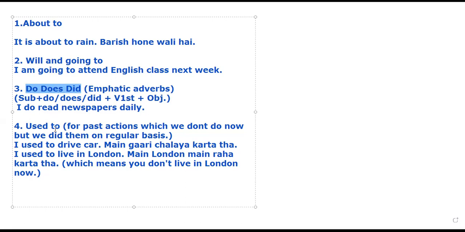And then we discussed used to, which refers to some past action that we did as a routine, or we did repetitively, but we do not do now. Something that we did in the past as a regular or routine action, but we don't do anymore. For example, I used to drive car. मैं गाड़ी चलाया करता था. That means you don't drive car now. I used to live in London. मैं London में रहा करता था, which means you don't live in London now.